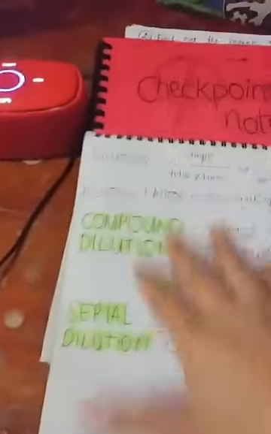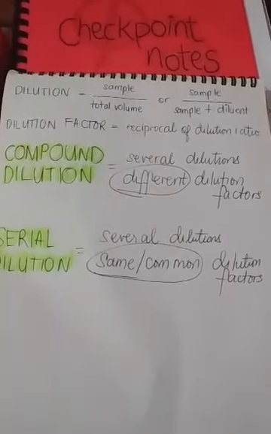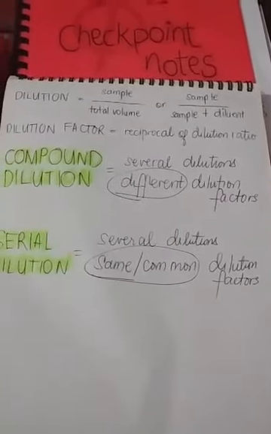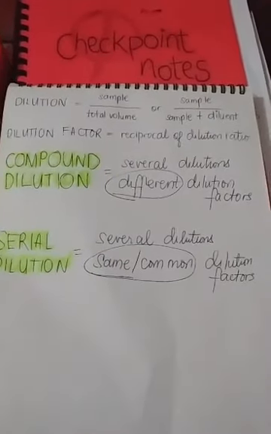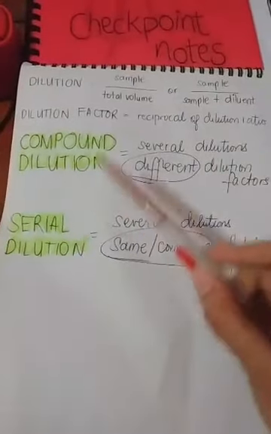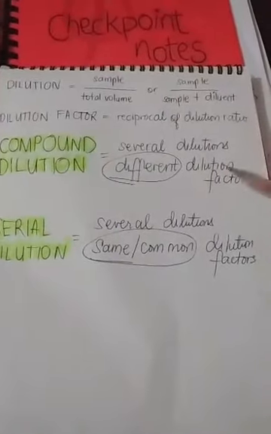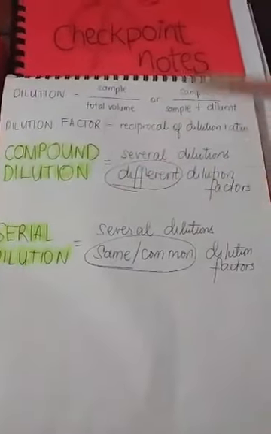Ngayon, ang ating summary of what we have learned. Ang summary ng pinag-aralan natin for tonight is that dilution is computed by sample over total volume or sample over sample plus diluent. Dilution factor, yung tinatawag natin dilution factor, is the reciprocal of the dilution ratio. May dalawa pang klase ng dilution bukod dun sa simple. Sabi natin, simple kapag isang beses ka lang nag-dilute. Compound or serial pag maraming beses.